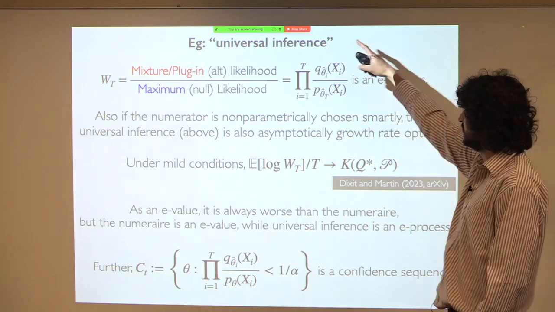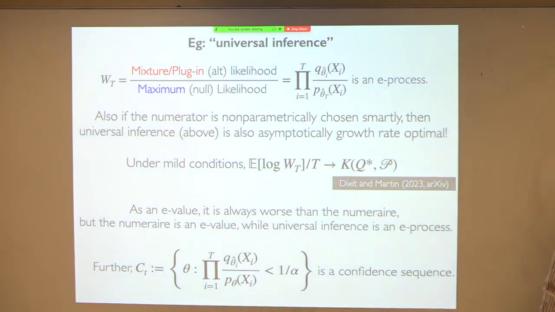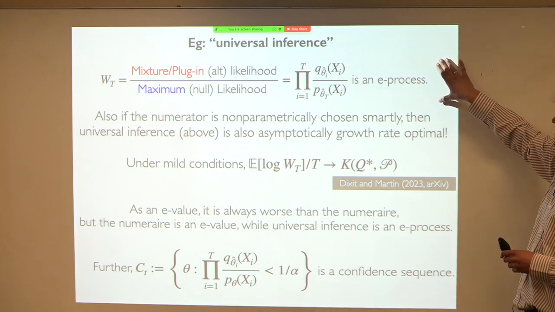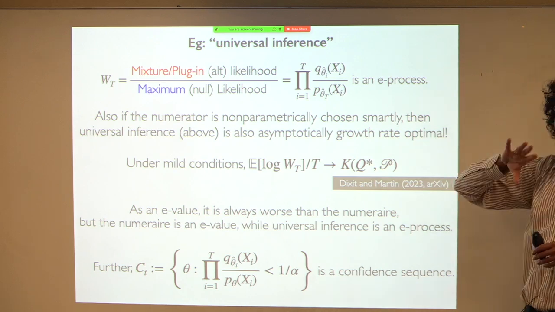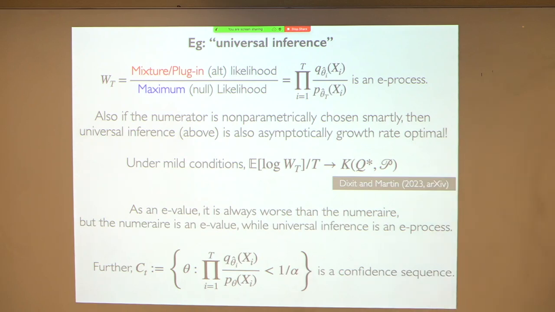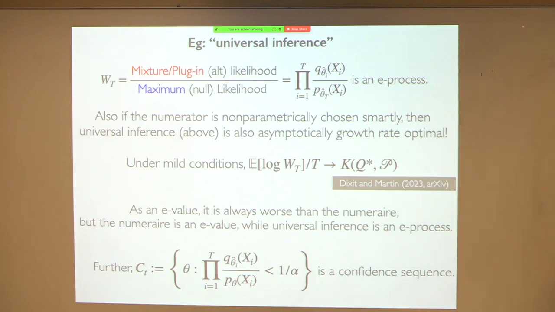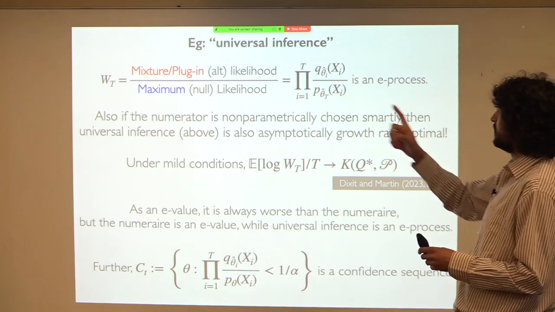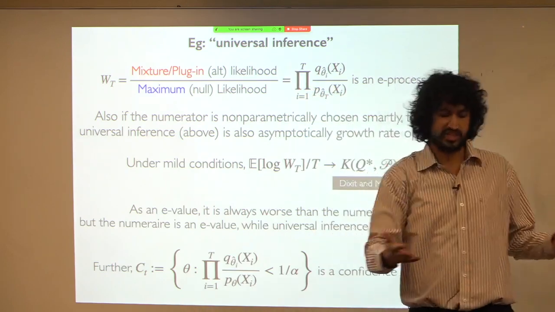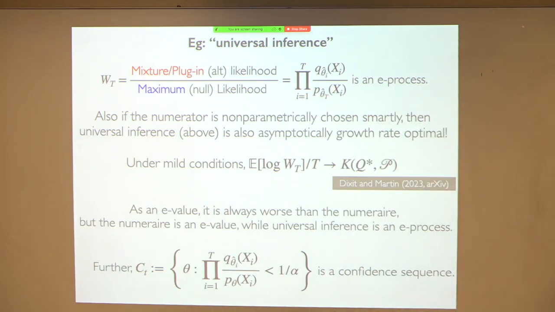There's something called universal inference. It's a paper that we had in PNAS in 2020, and the E process that comes out of universal inference is some kind of weird mixture of Bayesian and frequentist ideas. If you have a composite null and a composite alternative, then a Bayesian uses a mixture in the numerator and a mixture in the denominator. A frequentist uses maximum likelihood in the numerator and maximum likelihood in the denominator. But we do something in between, where we use a mixture or a plug-in, one of those two, in the alternative, and we use maximum likelihood under the null.